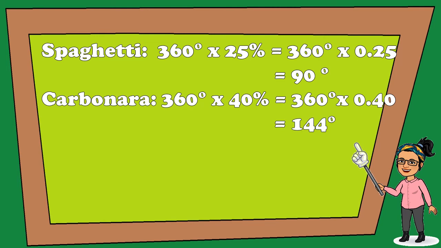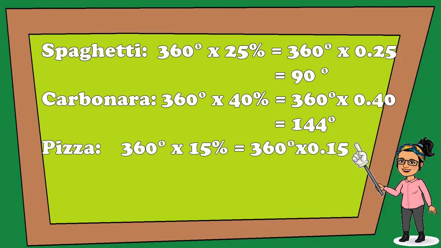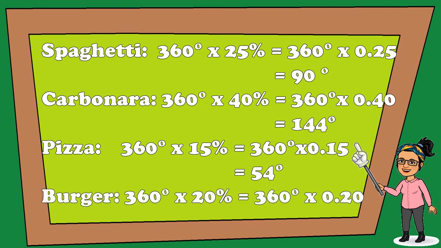144 degrees. How about the angle of sector for pizza? Okay, again, that's 360 degrees times 15% or 360 degrees times 15 hundredths. And the answer for that is 54 degrees. And lastly, we have burger. That's 360 degrees times 20% or 360 degrees times 20 hundredths. And that will give us 72 degrees. Did you get that?